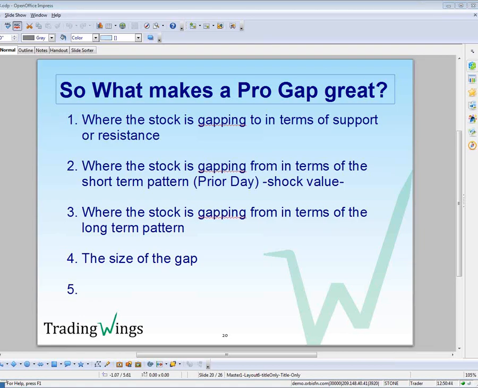Where it's gapping above or below resistance. Okay, so if you're going long, what I'm talking about is not the void. The void is the void, and that's just basically once you get above an area where the next resistance is, that's the void if you're going long, and where the next support is if you're going short, right? So the void's the void. But the size of the gap, what I'm talking about is how far it's gapping, price-wise.